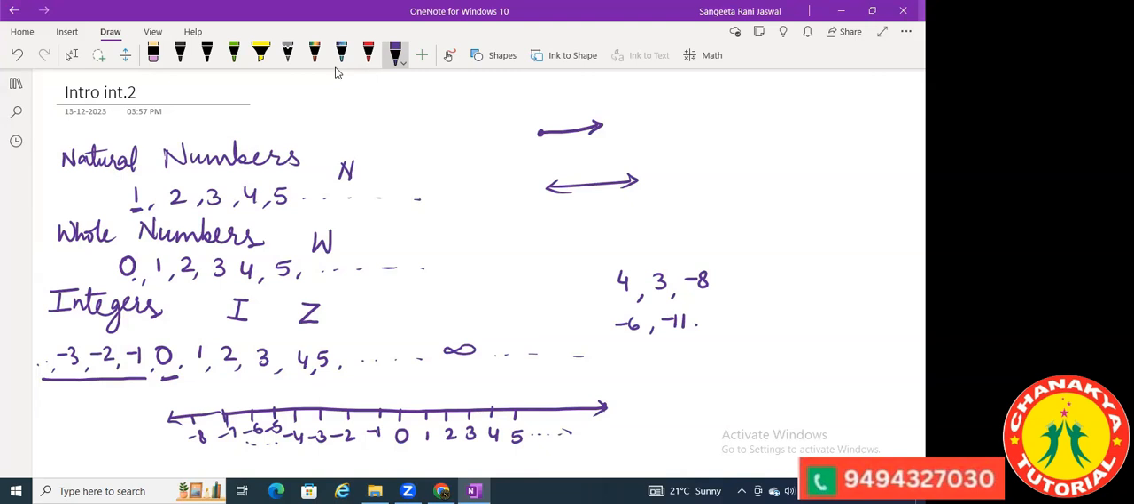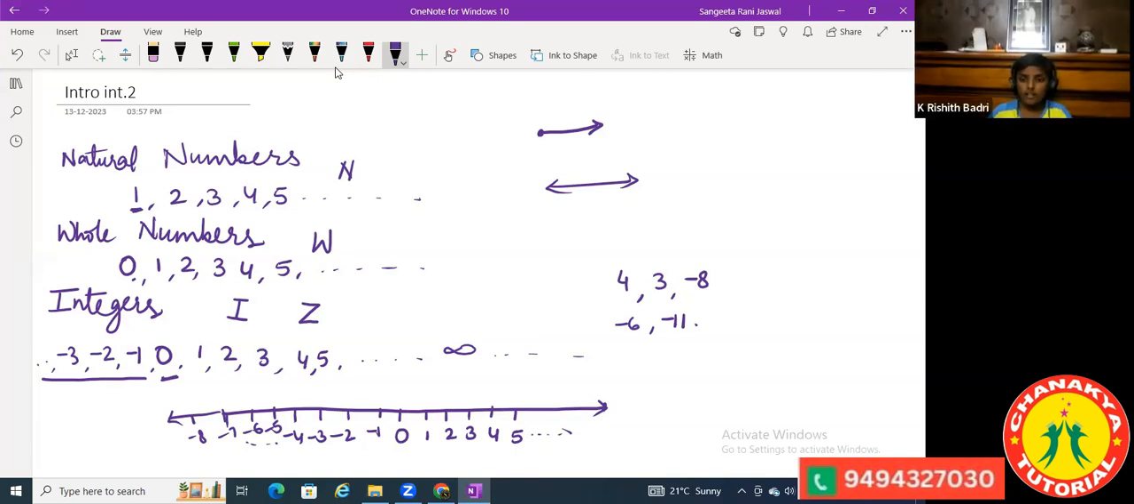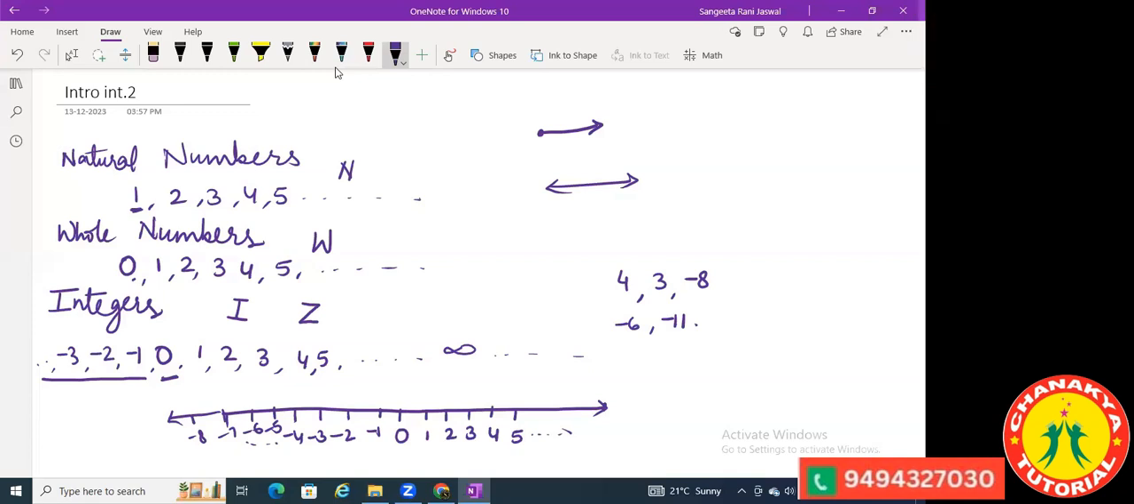Yes, Rishit, I can see. Mark all the numbers on the number line. Yes, ma'am, I marked. Mark all the numbers. You don't need to make separate number lines for all these numbers. Mark on one number line. Like I'll show you one or two. This is 4. This is 3. This is -8. And the rest of them you plot.